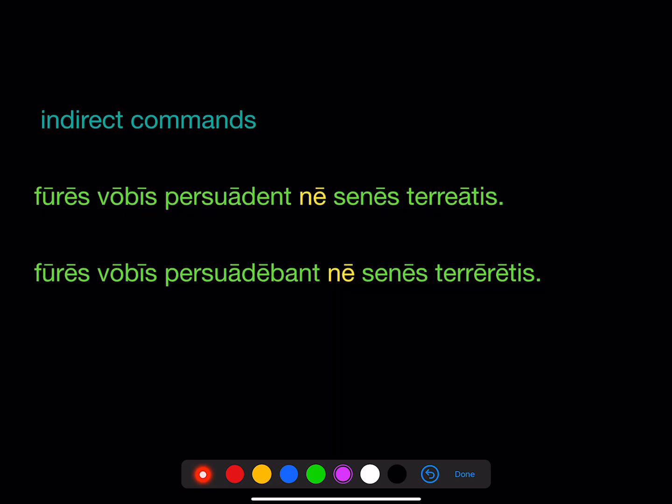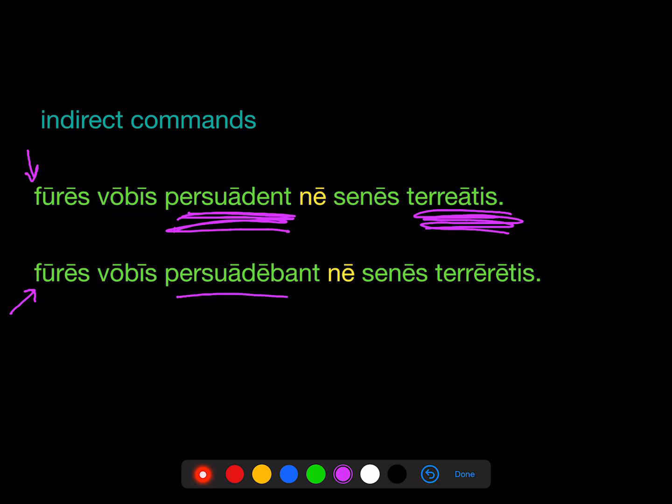Indirect commands. So let's start with this example, which has its main verb in the present. The thieves persuade you not to frighten the old men. So it's present indicative is our main verb. So in order to express same time as that main verb or time future to that main verb, we're going to use a present subjunctive.